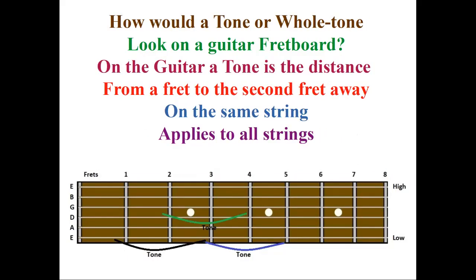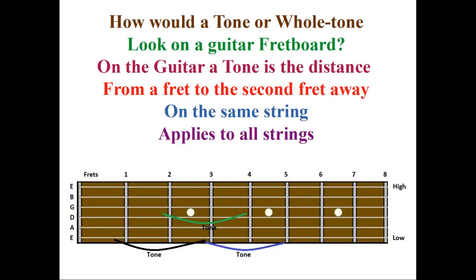Now, how would a tone or a whole tone look on a guitar fretboard? On the guitar, a tone is the distance from a fret to the second fret away on the same string. And this principle applies to all 6 strings. So if you look at the picture below, we see that on the 6th string or the low string, if we went from behind the first fret all the way to behind the third fret, we would have a tone.